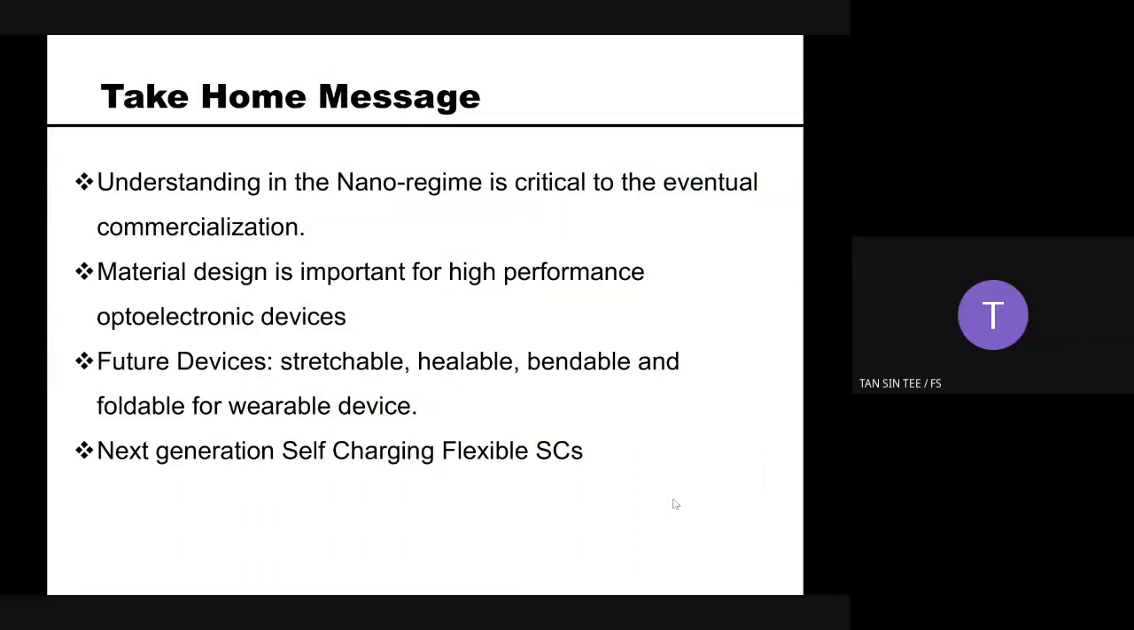Okay, so the take-home message for today's topic is, first, we need to understand very well that the nano regime is very critical to bring forward to eventual commercialization, and material design is very important for you to produce a high-performance optoelectronic device, if you are able to tune the electrical and optical properties of the material based on the specific parameters that you want to study.